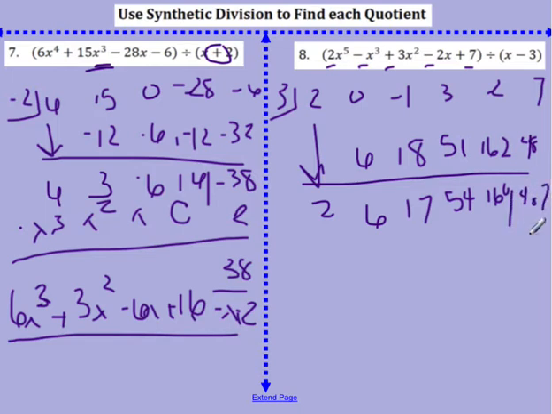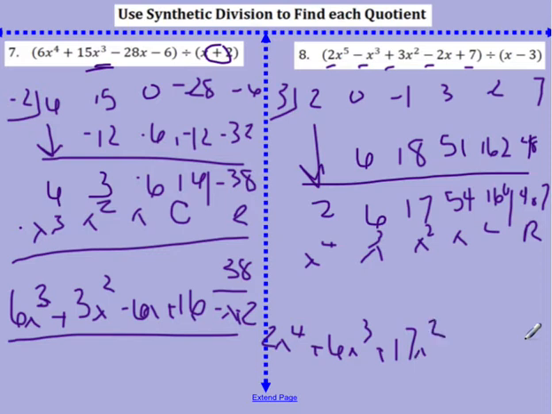So here's our remainder, our constant, our x squared, our x to the third, and finally our x to the fourth. So now let's go ahead and write that as a polynomial. So you have 2x to the fourth plus 6x cubed plus 17x squared plus x plus 160, and now we actually have to add our remainder as well, which is 487 divided by what we were originally dividing by, which is x minus 3. And so that right there is your final answer for number 8.